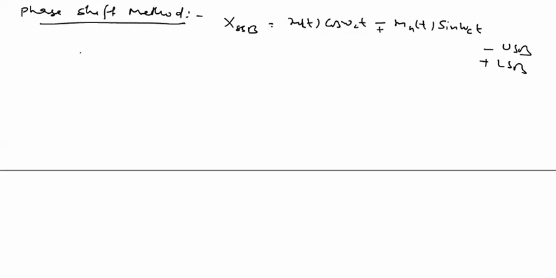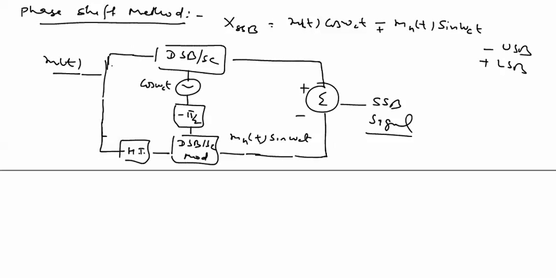Phase shift method: in this method we just change the phase via a phase shifter or using a Hilbert transform block. The block diagram of this we can construct in this way. From expression to block and block to expression, the transition is very smooth.